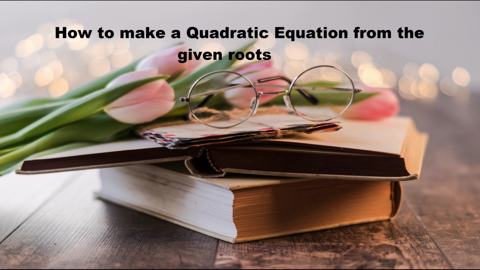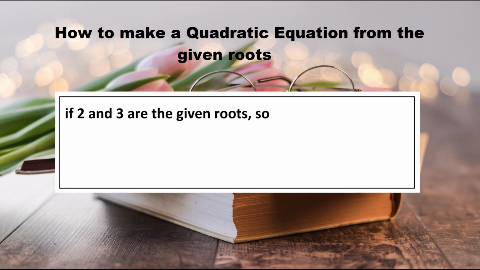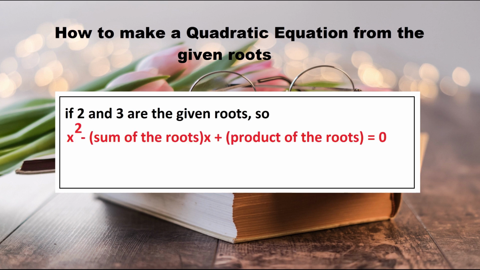So first of all, we will make a quadratic equation, then we will prove that the numbers through which we made the quadratic equation are the roots. So just take 2 and 3 as the given roots of the equation, and now by applying the formula of making the quadratic equation, we can put the values of these two roots, 2 and 3, in the formula. The formula is x square minus sum of the roots multiplied by x plus product of the roots equals 0. Yes, you must remember this formula.